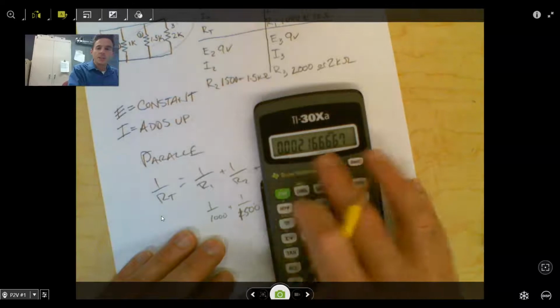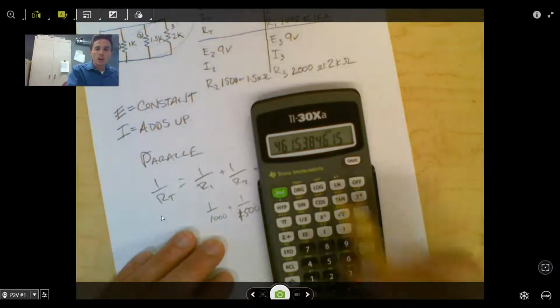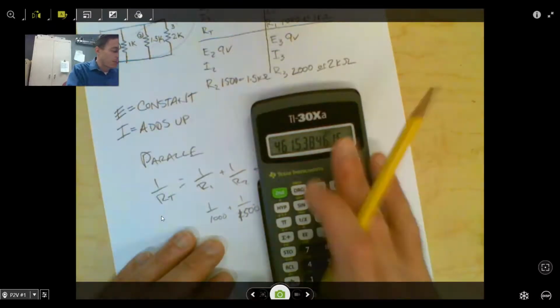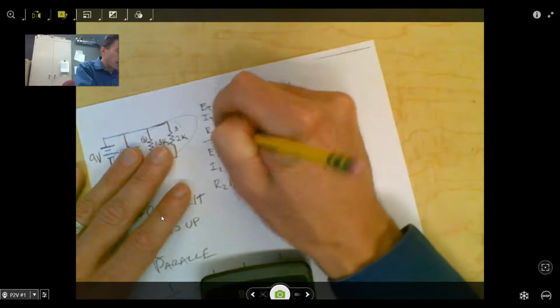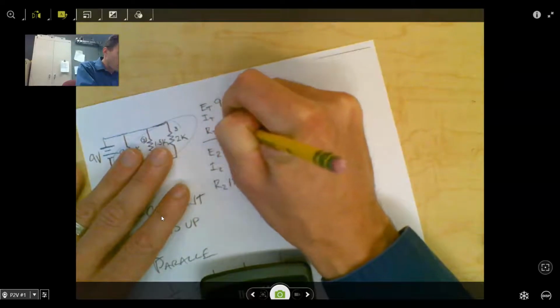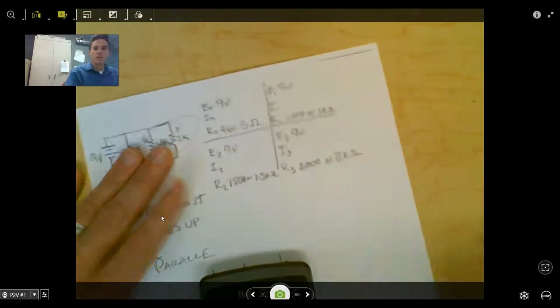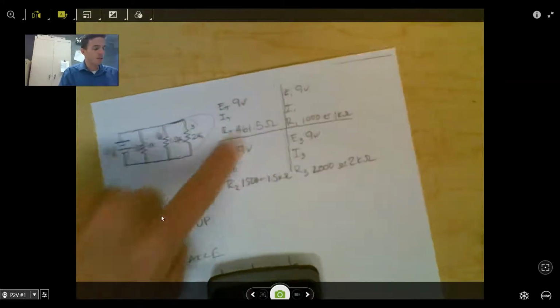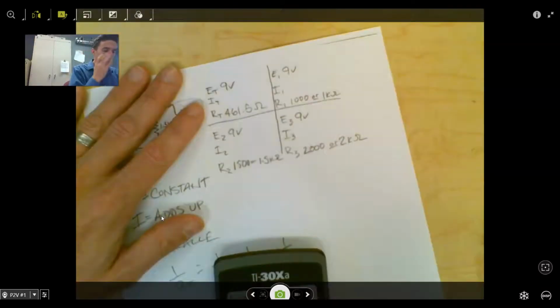All right, so I'm just going to jot that into my calculator here. That gives me this decimal point. Don't forget to hit the x to the -1 button. And that gives us our total resistance here, which is 461.5 ohms. Again, round to the nearest tenth after you convert to your metric prefix. No need for a metric prefix here, so just round to your nearest tenth. So now we can use Ohm's law.